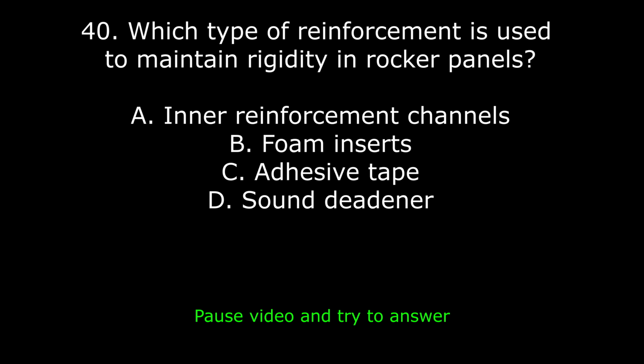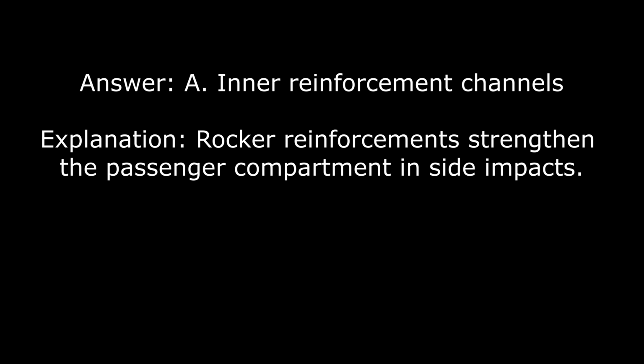40. Which type of reinforcement is used to maintain rigidity in rocker panels? A. Inner reinforcement channels. B. Foam inserts. C. Adhesive tape. D. Sound deadener. Answer A. Inner reinforcement channels. Explanation. Rocker reinforcements strengthen the passenger compartment inside impacts.